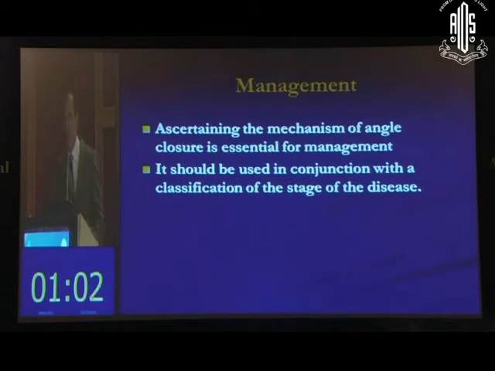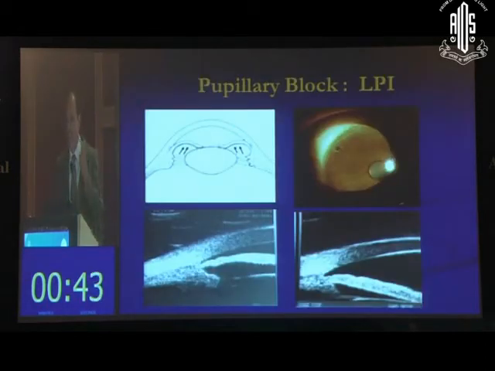So these people have to be opportunistically screened whenever you get a chance to see the patient in the clinic. Make sure that you screen them for angle closure glaucoma. Now, the management basically involves ascertaining the mechanism of angle closure, and this is essential for its management. It should be used in conjunction with the stage of the disease, or the classification of disease on gonioscopy and other parameters.